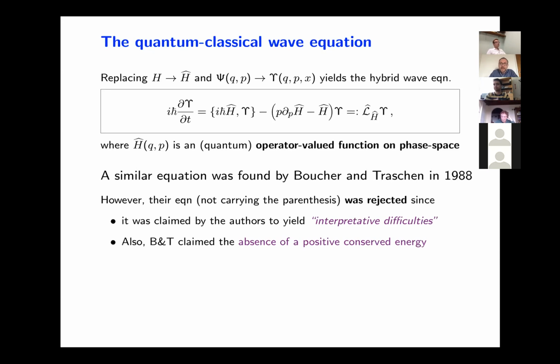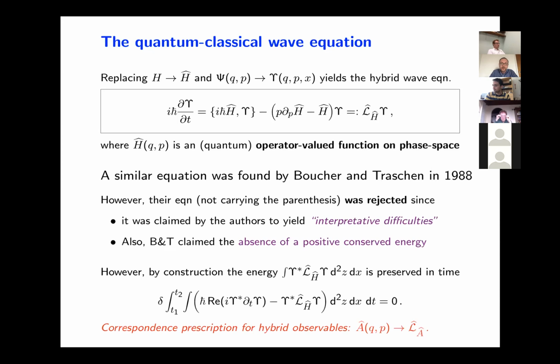Well, in our case, this is still a unitary evolution because this hybrid Liouvillean now is again self-adjoint. And so we do have a Dirac-Frenkel Lagrangian for a hybrid theory. The key thing here is a correspondence prescription.